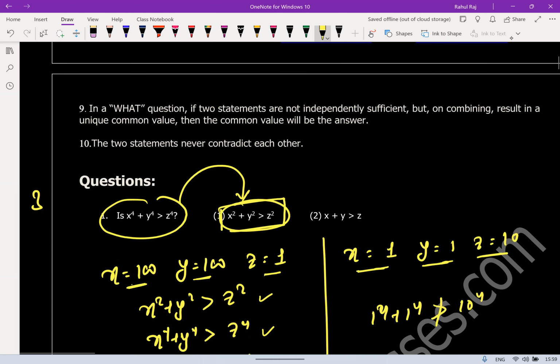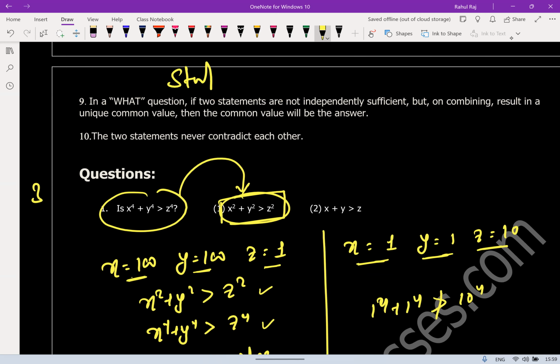So in data sufficiency, the statement must always be respected. The statement must always be respected. You cannot challenge the statement at all. The point is, if you take x is equal to 1, y is equal to 1, z is equal to 10, then for every question you can take whatever number you wish and say it is sufficient or not sufficient. The point is, you are supposed to take numbers with the help of the statement.